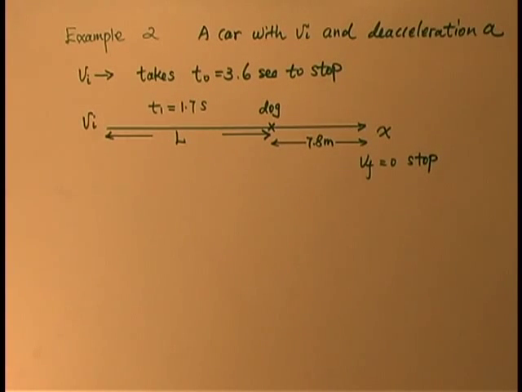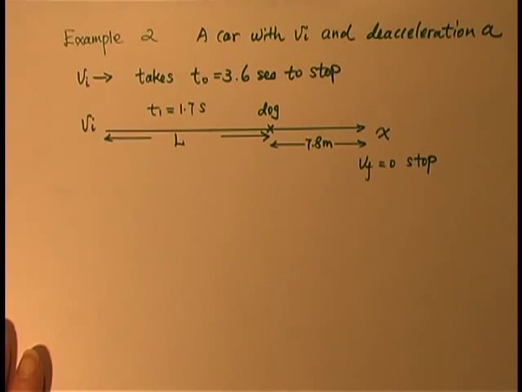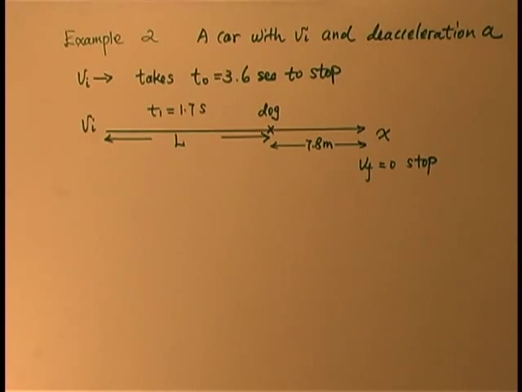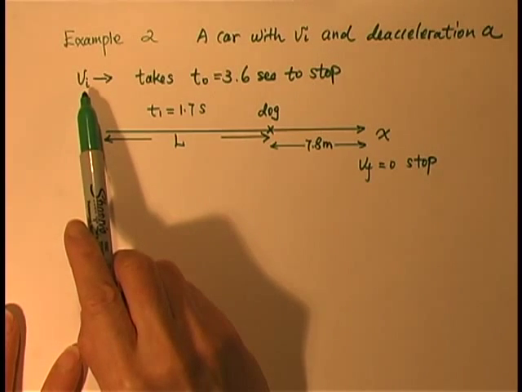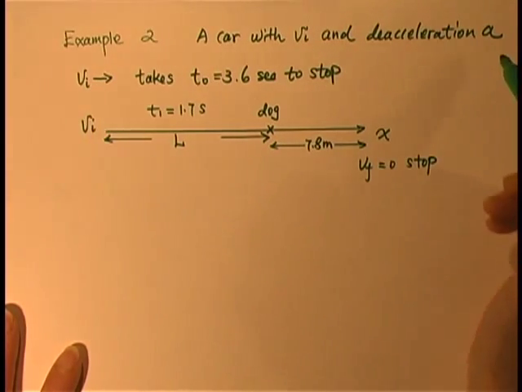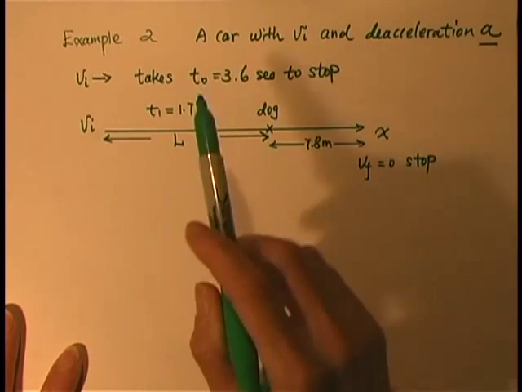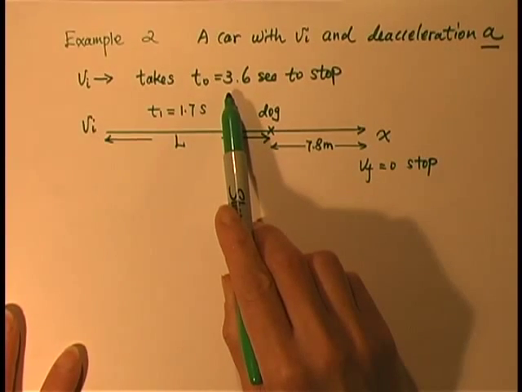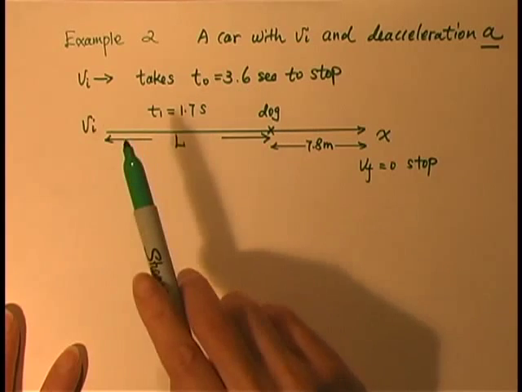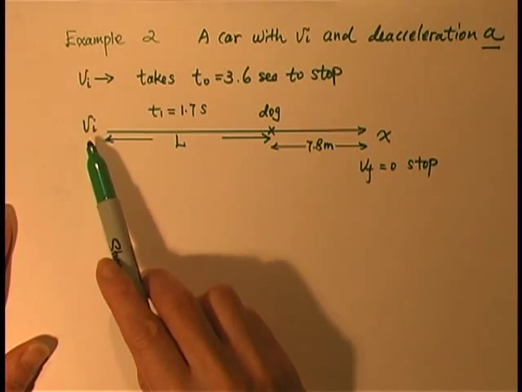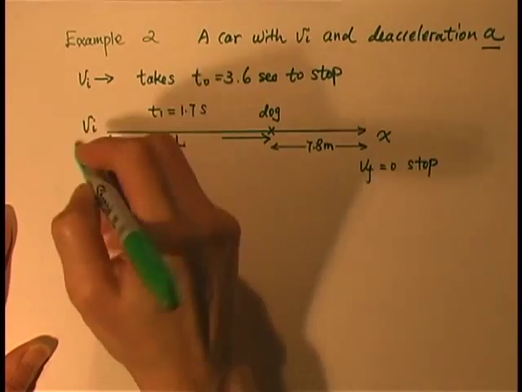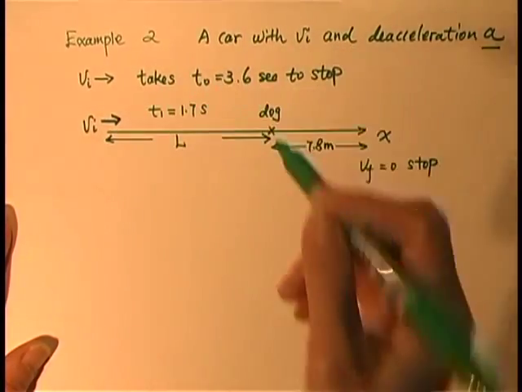Let's take a look at another example. This is about a car with the initial velocity and a deceleration of a. Say, if a car has initial velocity, after applying a deceleration, it will stop after 3.6 seconds.